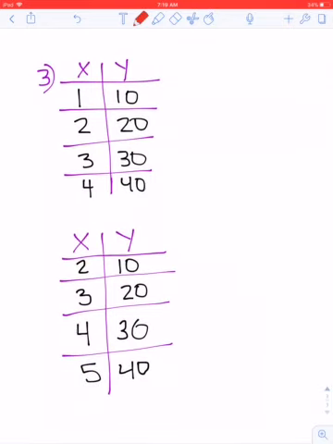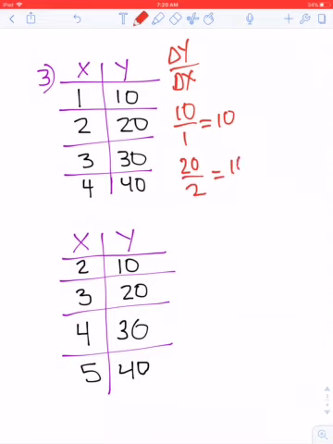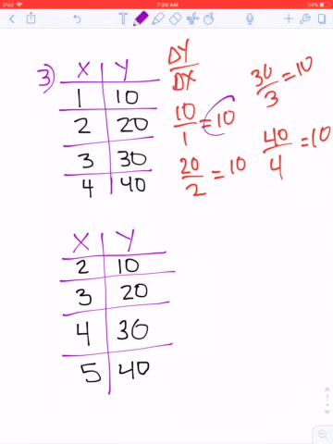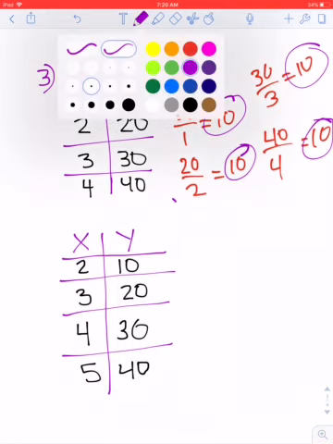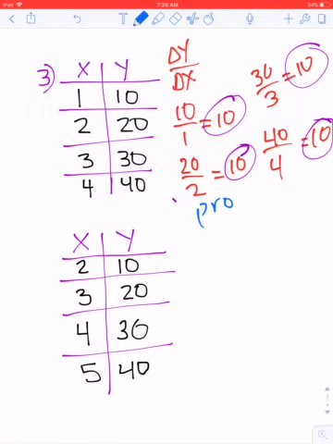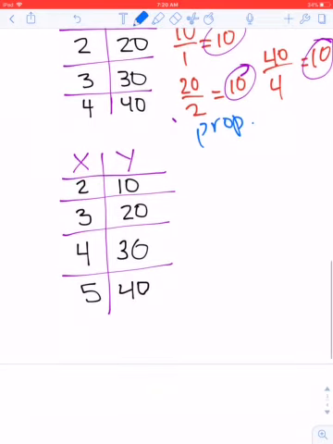Example 3, now we have tables. For tables, we need to figure out if they're going up by the same thing. So we need to check the change in y over change in x for every single one, or the slope. I can do 10 over 1, which equals 10, 20 over 2, which equals 10, 30 over 3, which equals 10, and 40 over 4, which equals 10. Because all of my unit rates are the same, this one is indeed proportional.